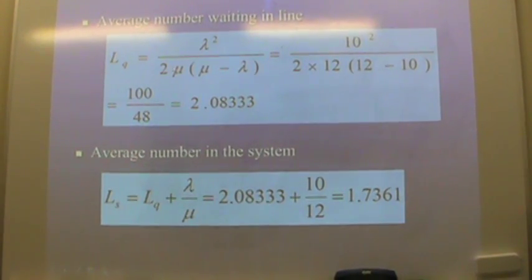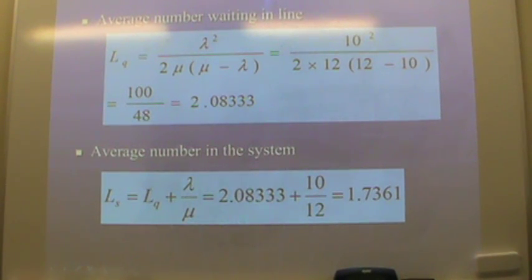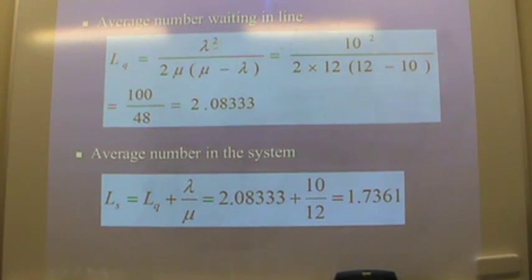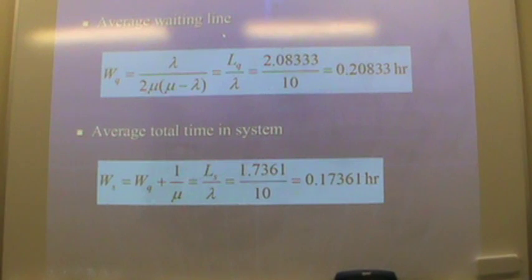Then LQ. This formula is different from model 1. So use this model 2 formula to get LQ, the average number of customers in the waiting line. And then LS, the total customers in the system. We can use this formula and then get the number of customers in the system. And waiting time and then total time, using this formula and then this one.